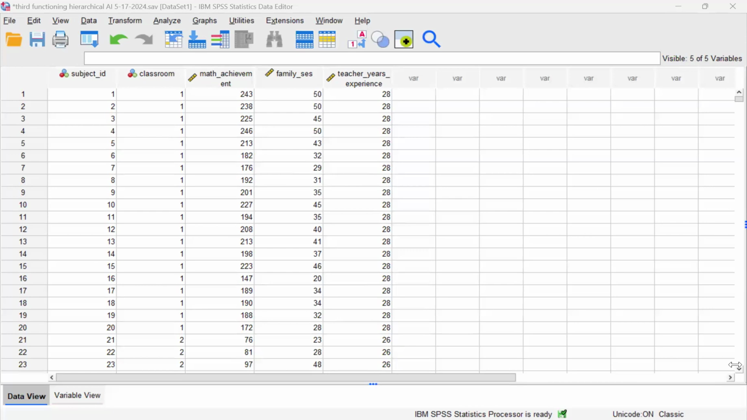We now have 4 fixed effects. We have the intercept, family SES, teacher years of experience, and the cross-level interaction, which is significant. That's important. That means that it is explaining some of the variance in the slopes. And in fact, if you look at the variance in the slopes of family SES, you will see that it has been reduced from the previous model.